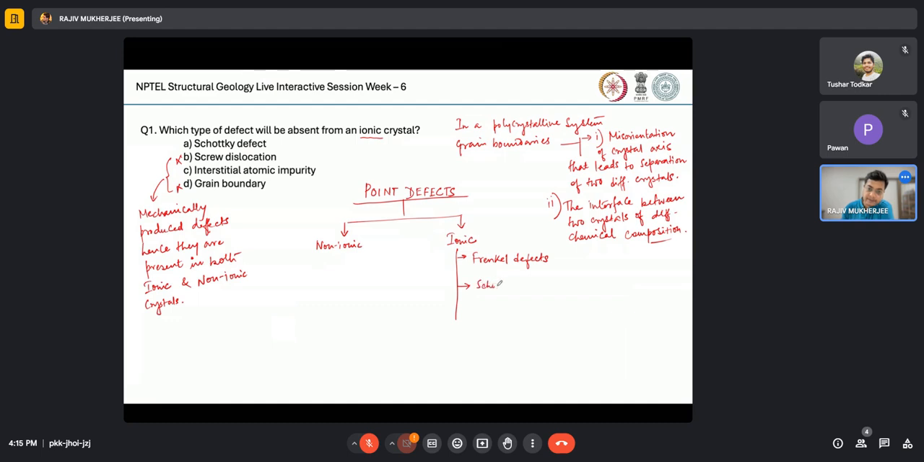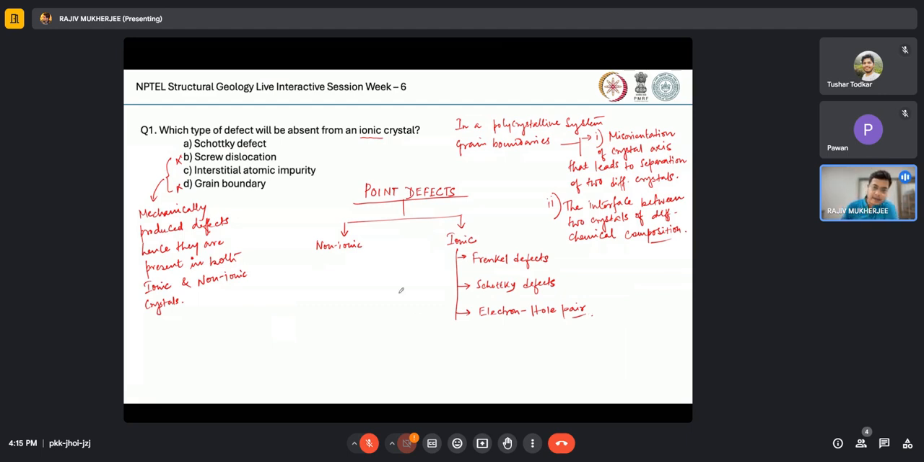Schottky defect, and another is electron hole pair. That leads to the formation of semiconductors. So these electrons and holes and their energy exchange and their distribution within the material can lead to the formation of semiconductive materials such as germanium or silicon. So those are ionic crystals and they essentially have this kind of electron hole pair structures as point defects.